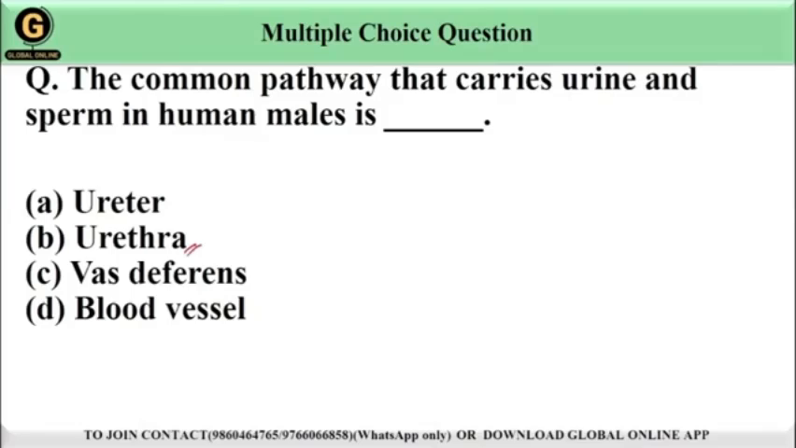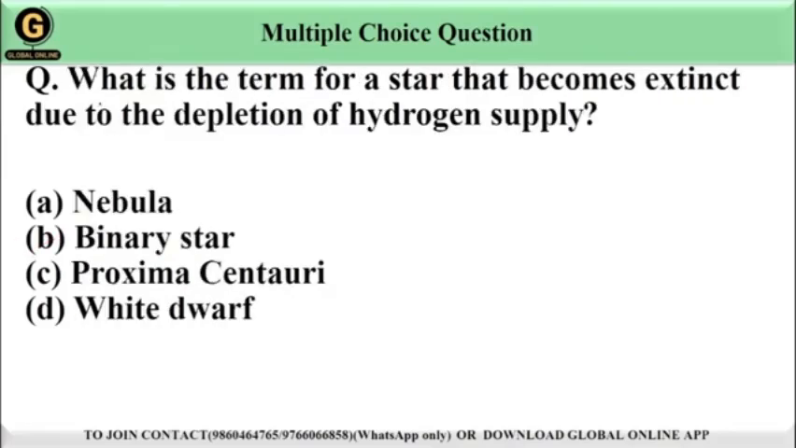sperm. It carries urine from the bladder to the outside of the body and also transports sperm during ejaculation. The vas deferens is involved in transporting sperm, while the ureter carries urine from the kidneys to the bladder. So the correct option is option B, urethra. Let's move on to the next question.